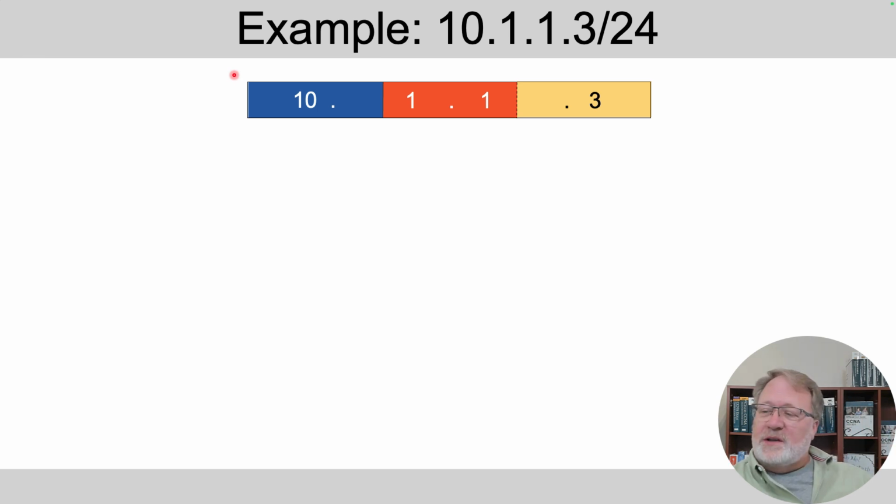The other thing we know is this /24 means the mask has 24 binary 1s, which leaves 8 binary 0s. And get this, the binary zeros in the mask tell us where the host bits are, where the host part of the address is. So the last 8 bits, in other words, the last octet on the far right, is the host part. So the .3 lands in the host part. Everything in between is the subnet part.